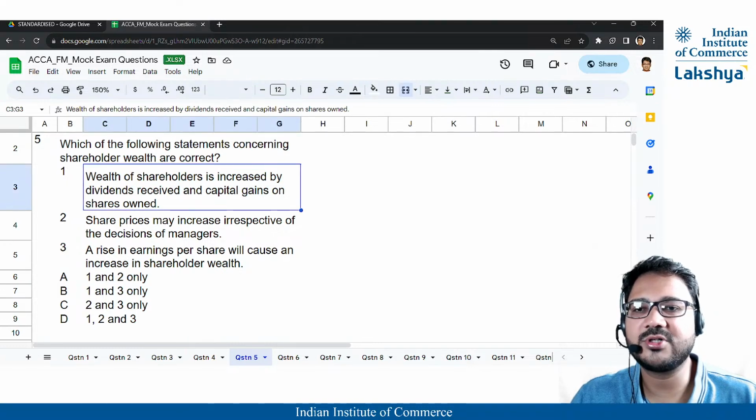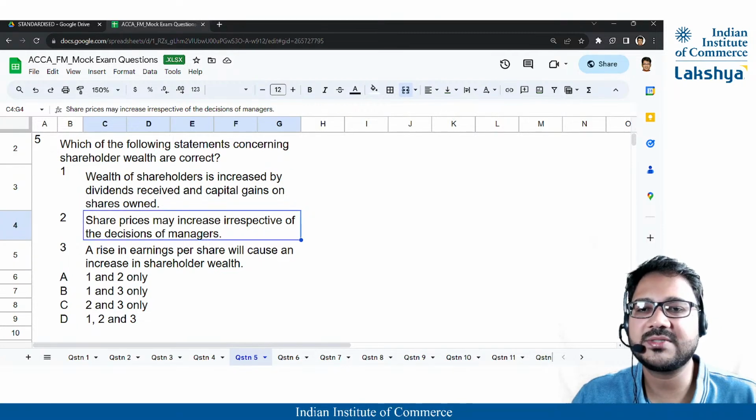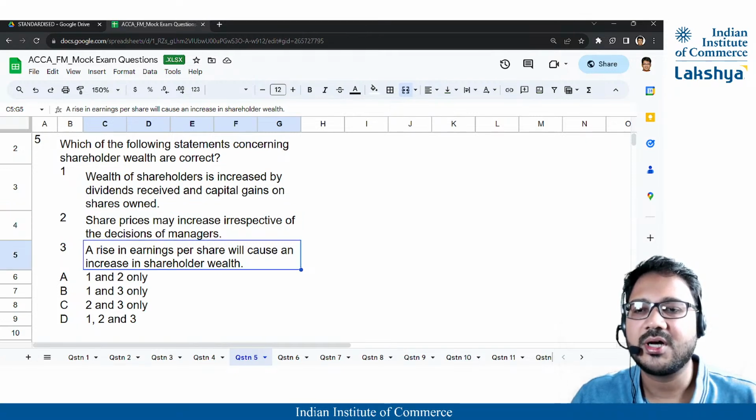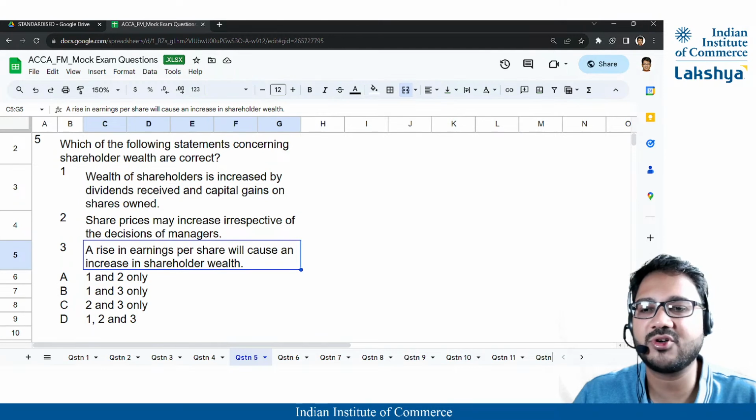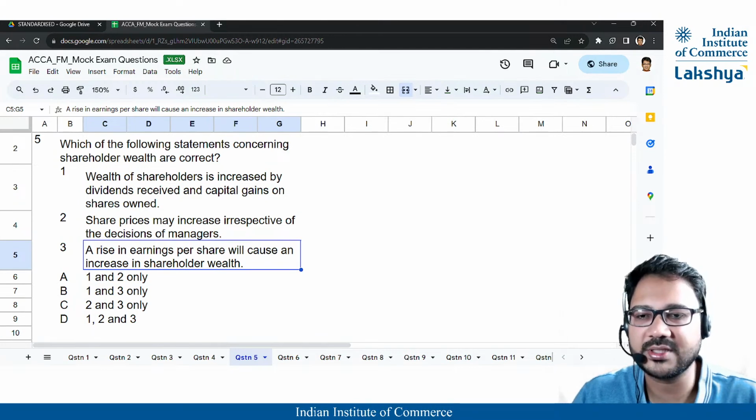Wealth of the shareholder is increased by dividends received and capital gains on the share owned. Share prices may increase irrespective of the decisions of the manager. A rise in earnings per share will cause, okay, let's take one statement at a time. A rise in earnings per share will cause an increase in shareholders' wealth.